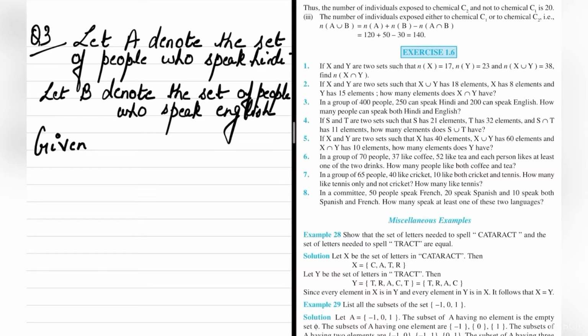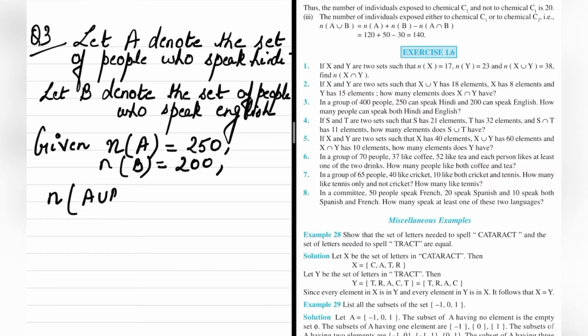Since nothing is given, we can take the number of elements in the union to be 400. So it is given that the number of elements in A is 250, the number of elements in B is 200, and the number of elements in A union B is 400. And what you have to find? You have to find the number of elements in the intersection. So how many people can speak both Hindi and English?